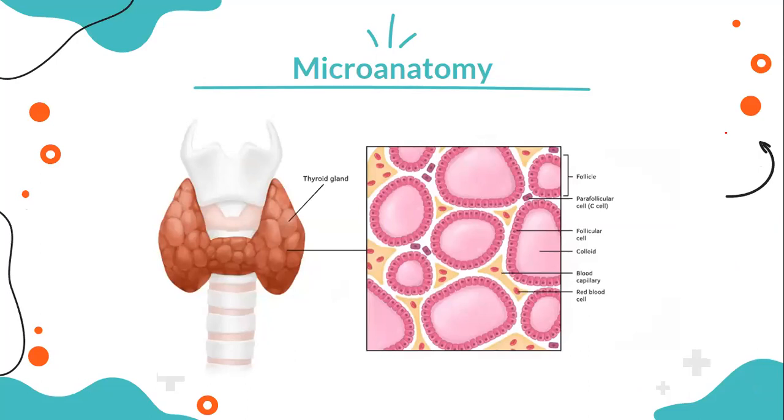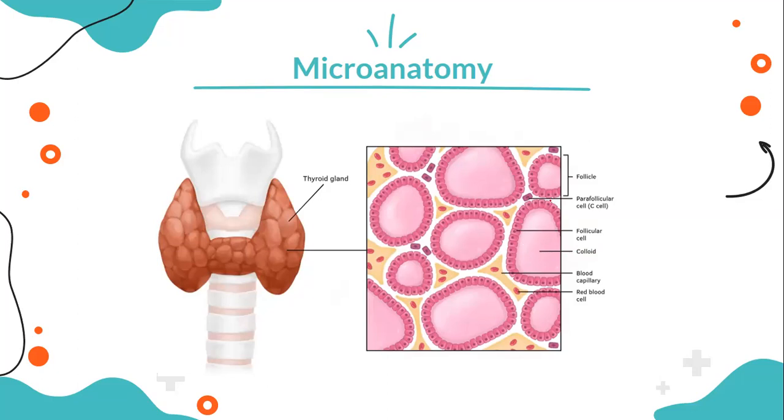This gland is actually formed by a lot of these structures, which are the follicles. As you already know, these are follicles, and they are made of this kind of cells, which are the follicle cells, or follicular cells. Inside of this follicle, we have this substance, which is the colloid. In this colloid, we actually have our hormones formed.